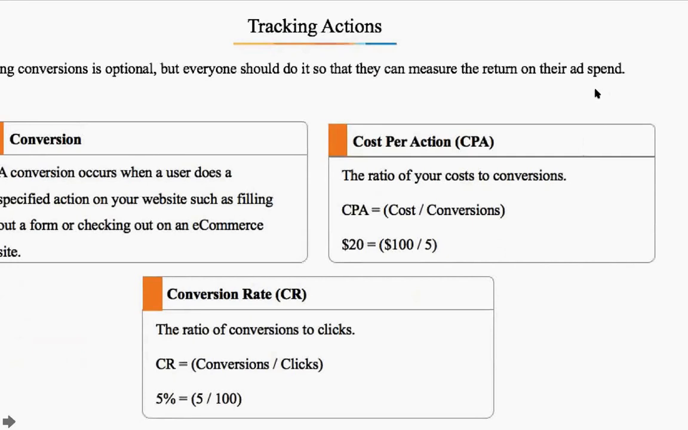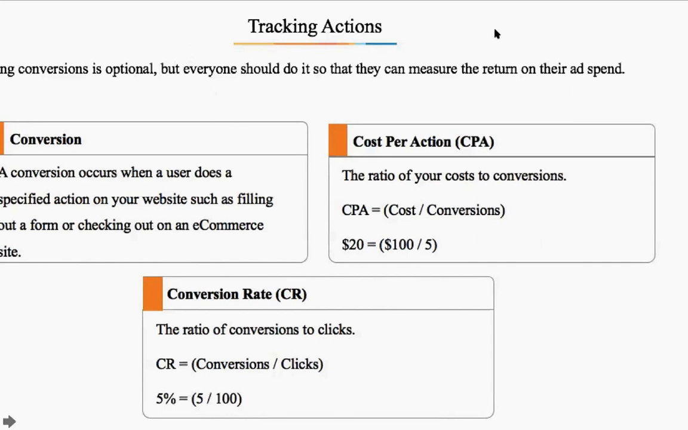So a conversion occurs when a user does a specified action on your website, such as filling out a form, checking out on an e-commerce website, and so forth. And if you talk about cost per action, it is calculated as the ratio of your cost to the conversions. It's cost divided by conversions.